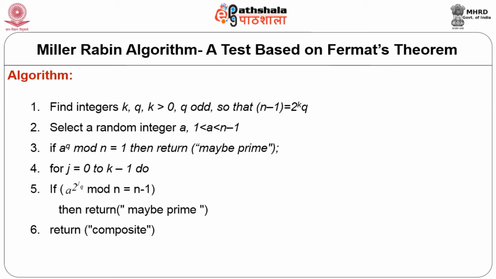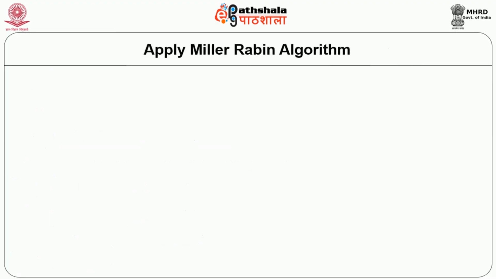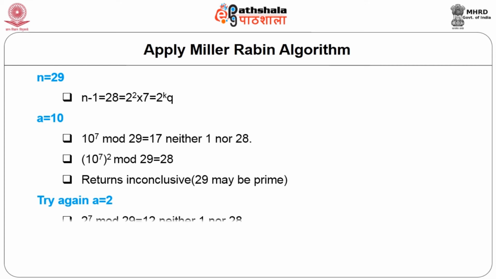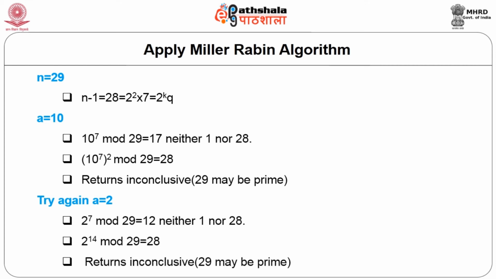Just to verify our point, check the algorithm. If it is a prime number, it announces that it may be prime, and if it is a composite number, it announces that the number is really composite. We will apply this Rabin-Miller algorithm with n equal to 29. We want to test whether 29 is prime or not. n minus 1 would be 28, which we can rewrite as 2 squared into 7. Doing the analogy with 2 raised to k into q, k would be 2 and q would be 7.